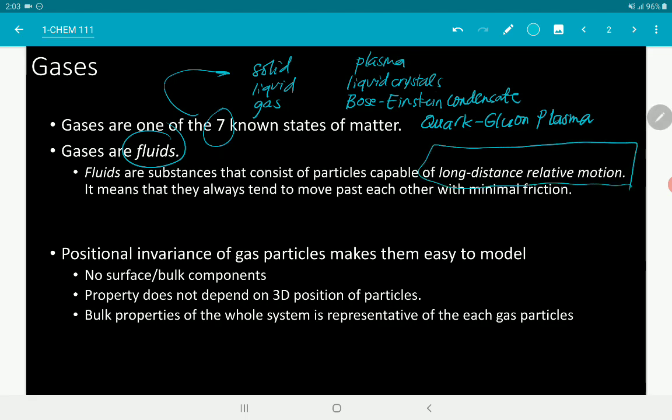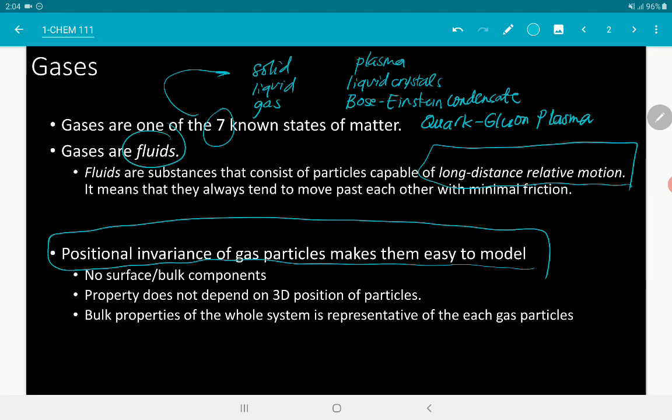Okay? Kasi kapag ka solid, naka-confine ka dun sa crystal structure mo, so yung motion mo ay parang limited lang sa vibration. However, yung fluids, meron silang long distance relative motion or linear momentum. Actually, nakakapag-move from one part of the system to another yung gases and liquid particles freely. Okay? Hindi tulad ng solids. So, positional invariance of the gas particles makes them easy to model.